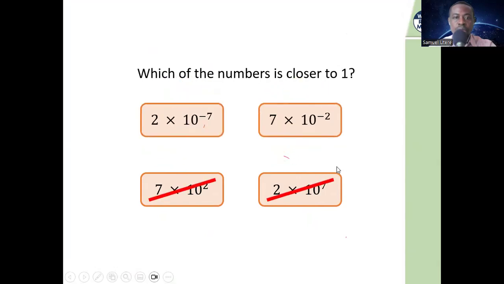So we now focus on these two numbers. 2 to the power negative 7 can be written as 0.0000002. You note the pattern, we'll have 6 zeros before the 2. And then here, you note the pattern, we'll have just 1 zero before the 7. So it's 0.07. So it's clearly obvious that this is closer to 1 than that.